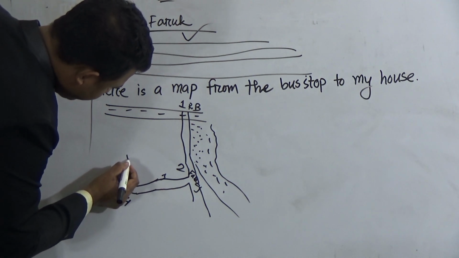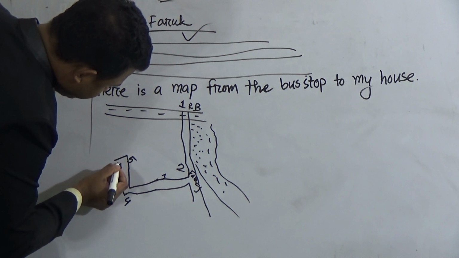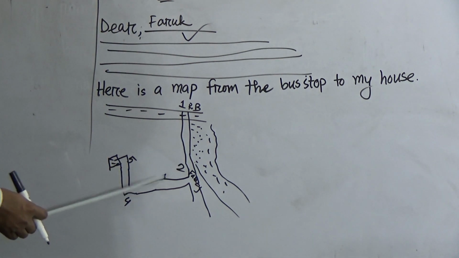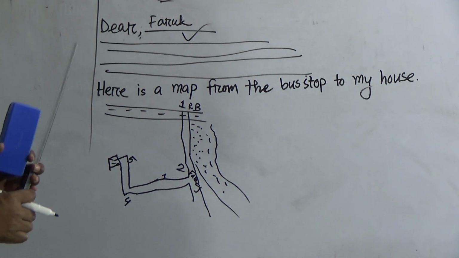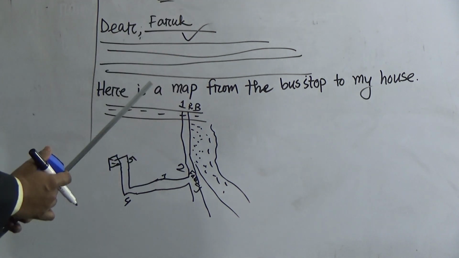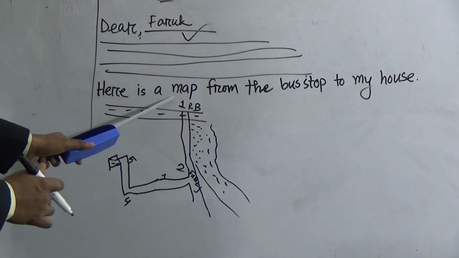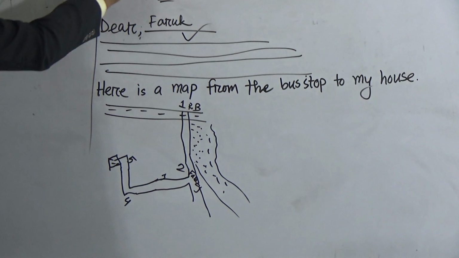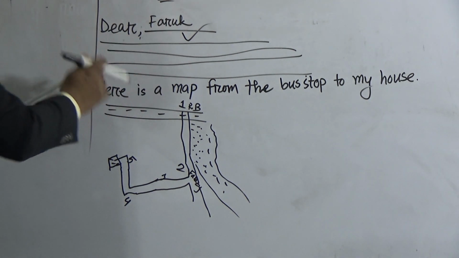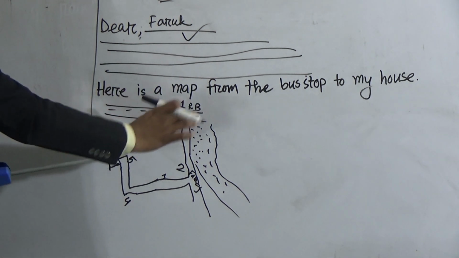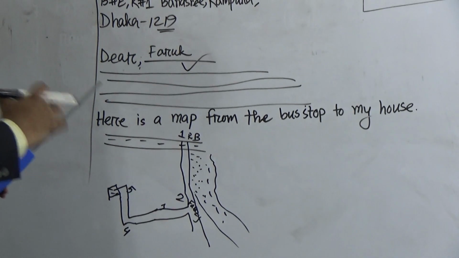Then you may write 5. So here is the residence of your friend. Dear students, that means I have written 1, 2, 3, 4, then 5. Why have I written this? Because you know that I have to elaborate this way. That means number 1, what is the instruction, then 2. First of all you will write this, then the description of the letter. After that you will write, here is a map from the bus stop to my house. Then you will draw this map. It should be very clear.